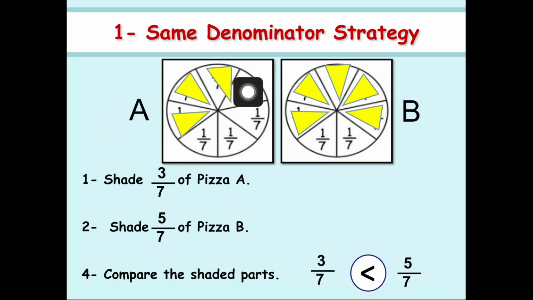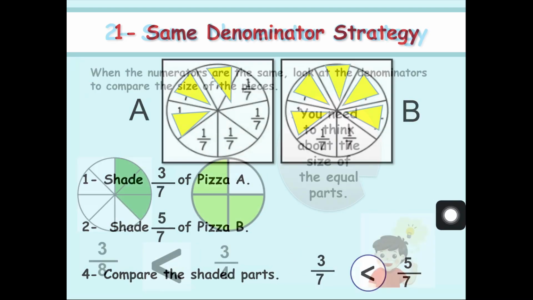So we shaded first 1, 2, 3/7 of pizza A. Then we went ahead and shaded 1, 2, 3, 4, 5/7 of pizza B. And then we need to compare the shaded parts. So which one is greater than, A or B? If you said B, you are correct because 5/7 is more shaded than 3/7. All right, so 5/7 is greater than 3/7.